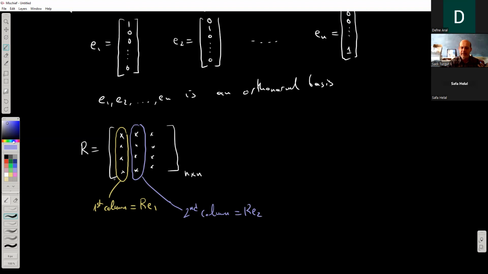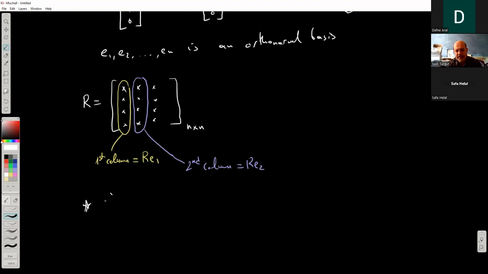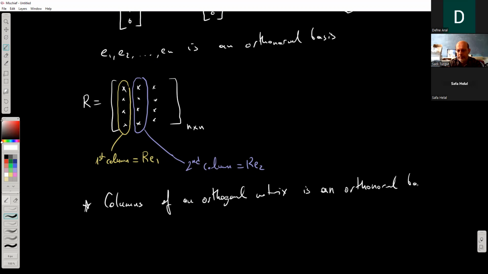So as a result, I have a nice interpretation of the columns of a matrix like that. This is kind of useful if R is an orthogonal transformation, because then I can interpret RE1, RE2, and so on, these columns, as basically the transformations of the orthonormal standard basis. So therefore, let's say it like this: the columns of an orthogonal matrix form an orthonormal basis.